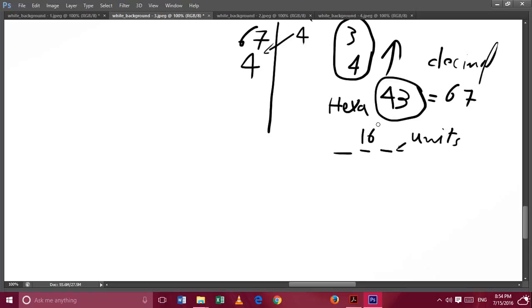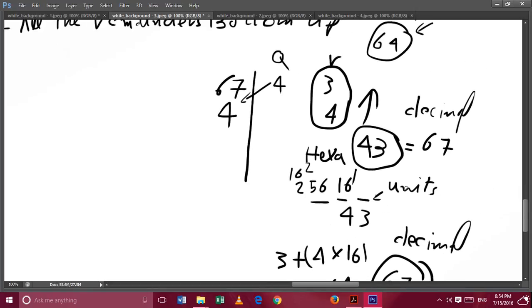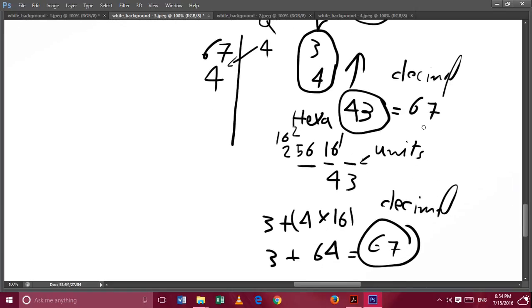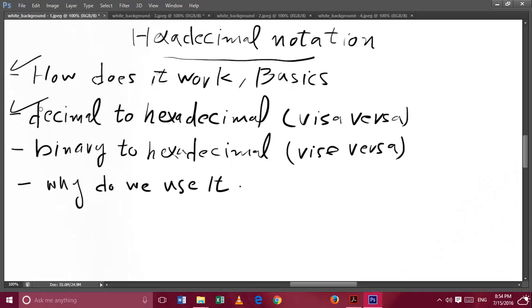Remember, this is in the hexadecimal notation: this is the units place, this is the 16s place, 16 raised to the power of 1, and this is 256, or 16 raised to the power of 2. So we have 4 here and 3 here. All we need to do is 3 plus 4 times 16, which is 3 plus 64. That would be 67 in decimal, which takes us to the value we started with. Very good. So now we know how to convert from decimal to hexadecimal and vice versa.